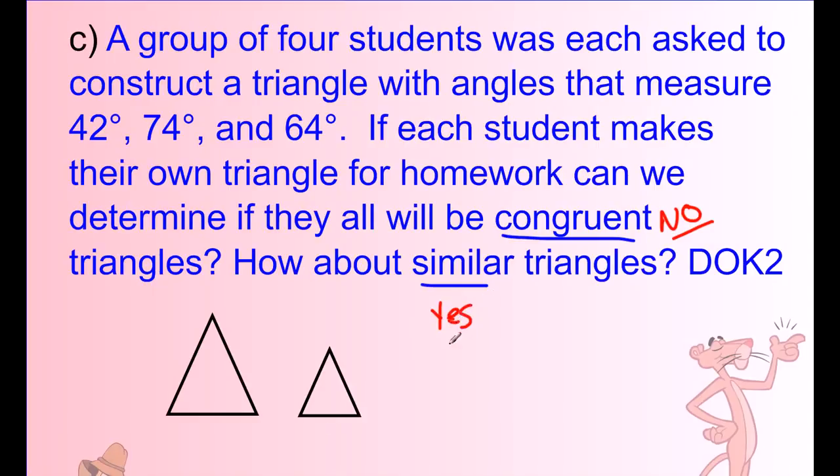They would all be similar, because if you have 4 triangles and they all have the exact same angle measures, 74, 42, 64, and it's the same for each of them, then they would be similar. Similar triangles have the same angle measures. So if you have 2 triangles that have the exact same angle measures, they will be similar. They will be proportional. They are just dilations of one another.